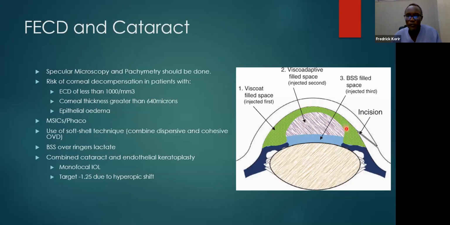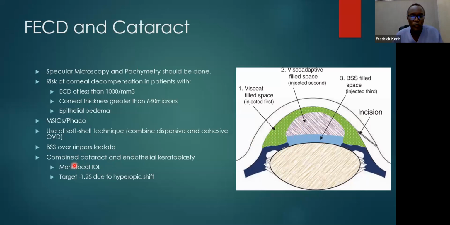So you want to use this soft shell technique, whether you're doing a small incision or the other cataract surgery. Unfortunately, some of these good OVDs are quite expensive, but in these patients it's a lot better to sacrifice that cost than go through the patient's discomfort. The other thing is you want to use BSS over Ringer's lactate. BSS has glutathione and many other things that are much more physiologically close to the aqueous. So you don't want to take chances with any other fluid.